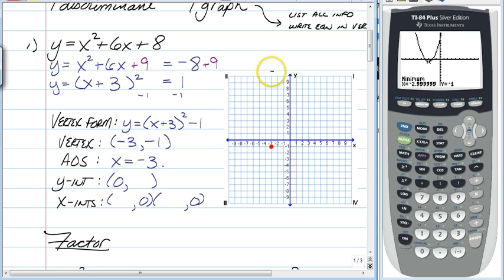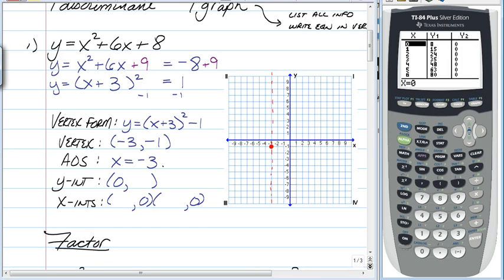And don't forget, while you're at it, we might as well just graph our axis of symmetry now. Okay, so to get our y-intercept, we just have to look at the table for that. So we press second graph, and we go to where x is 0, and we look at what y is. It's 0, 8. So we know that the y-intercept is when x is 0. So you look at the table, it's 0, 8.